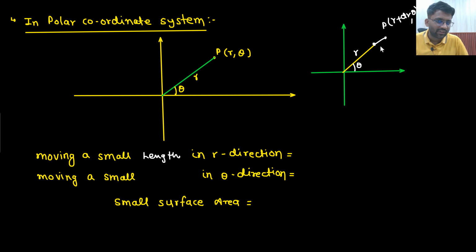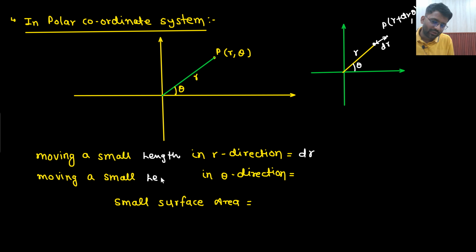So how much distance am I walking? I am walking the distance of dr. I was already at (r, theta), and now I am reaching (r plus dr, theta). That means I am walking a distance of dr. So if you are walking a small length in the r direction, that means you are walking for dr distance.